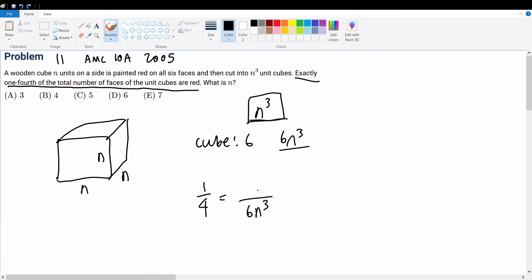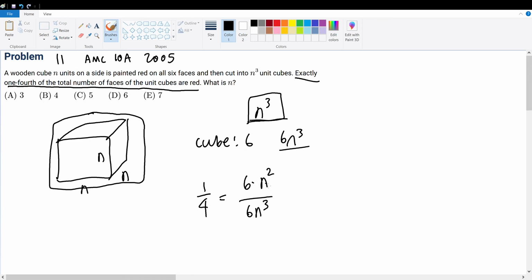But what is the numerator? The numerator is the number of faces on this exact cube. Because remember, we only painted the entire wooden cube to be red on all 6 faces. So within this entire large cube before it's cut up, how many of the sides are painted red? Well, that'll be 6 since a cube has 6 sides, times the surface area of each side because each side is painted red. So times n squared.